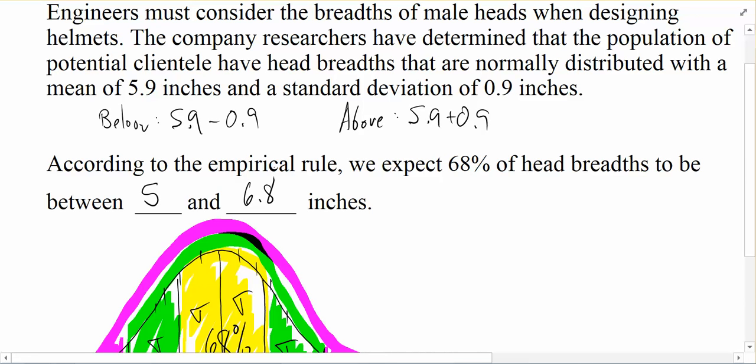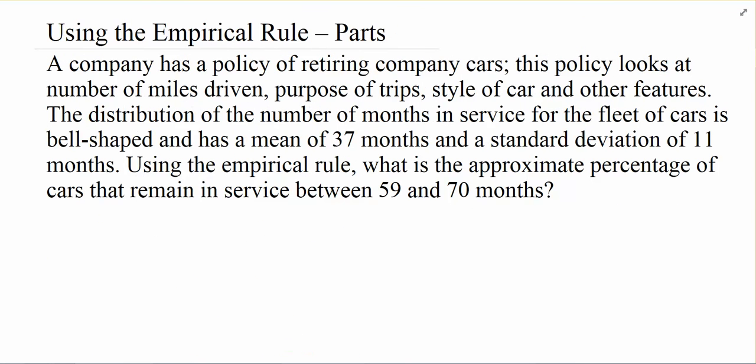And so if we look at between 5 inches and 6.8 inches, then 68% of people would fit in that range. So that was a pretty straightforward application of the empirical rule, in which we could just straight up look at it and say, all right, we were just told 68% is within 1 standard deviation. It can get a little bit trickier though.